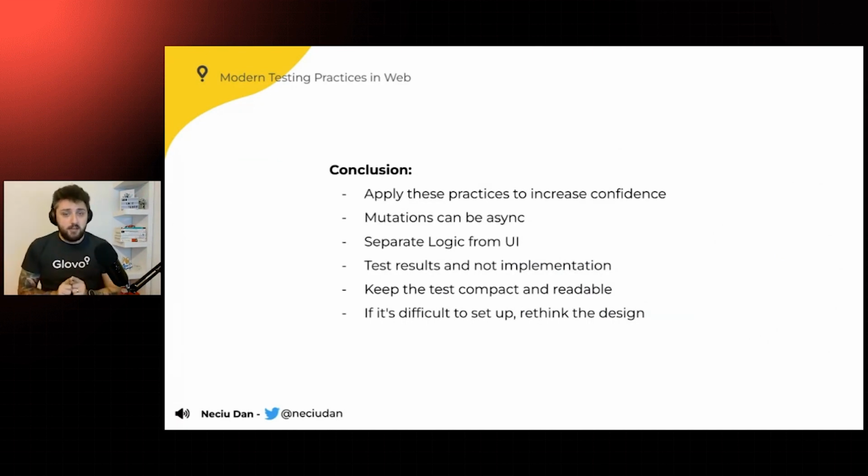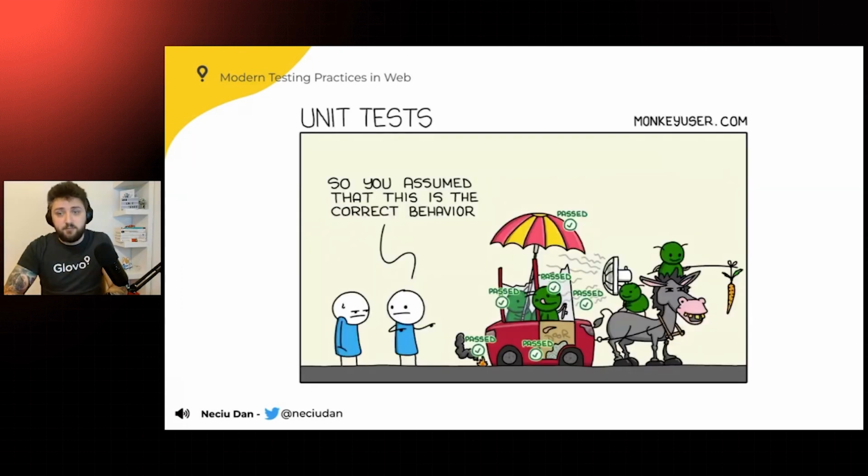Mutations should be asynchronous. As you can imagine, mutating every piece of code and then compiling it is going to take a lot of time. So we usually set these up to run once every month, and then we have a report on which unit test is good and which is not. Separate logic from the UI, test results and not implementation, and keep the test compact and readable. If it's difficult to set up your tests, maybe rethink the design.